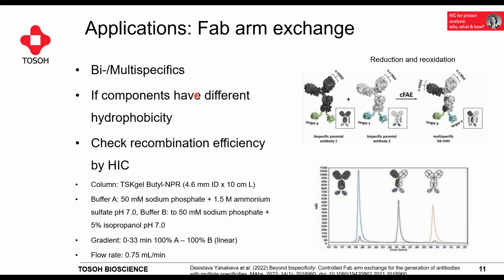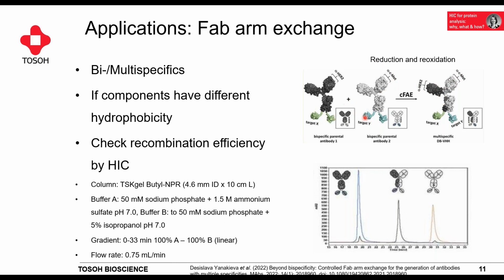For instance, to look at the success of Fab exchange in bispecifics. So bispecifics, as you probably know, can be composed of basically two parts of two different antibodies. So what we see here is we have a monospecific antibody, another monospecific antibody that targets another molecule, and then by Fab arm exchange, we basically exchange those two arms and we get a bispecific antibody that targets both antigens.